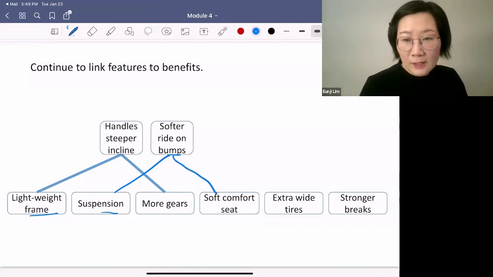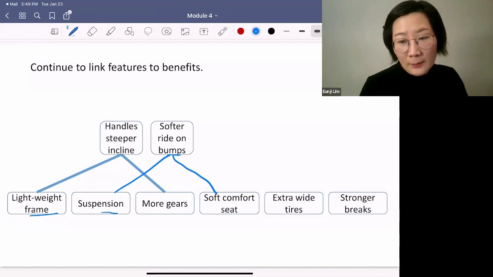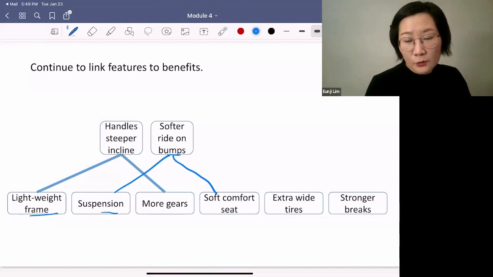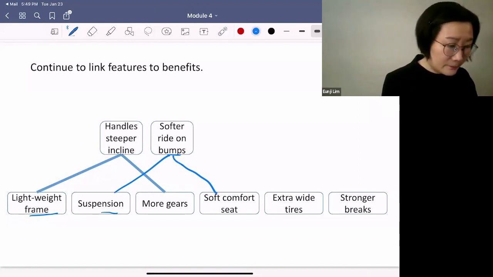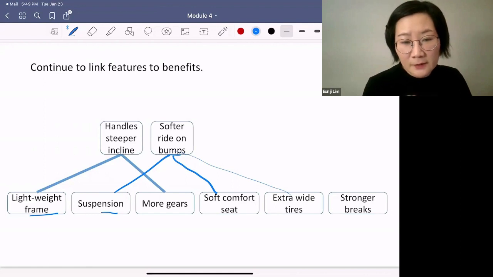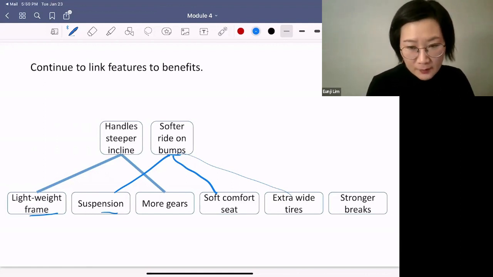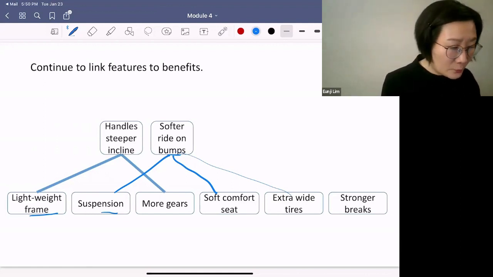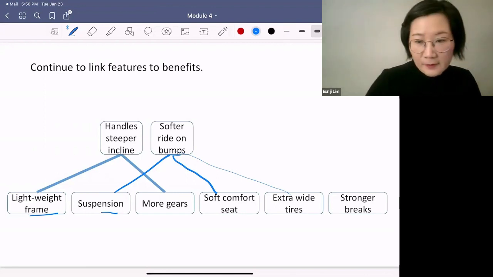Extra wide tires? Probably, but just a little. So we're going to draw a line that's thinner. The thickness of this line indicates the strength of the relationship. Next, stronger brakes, not related.